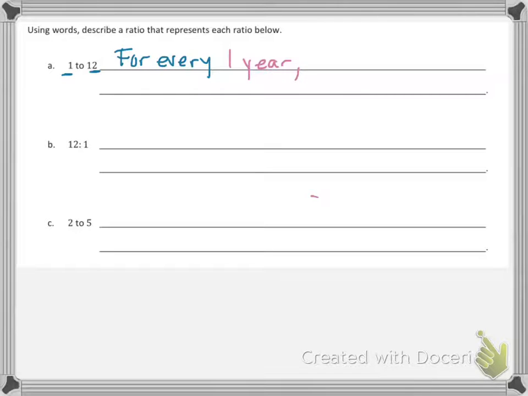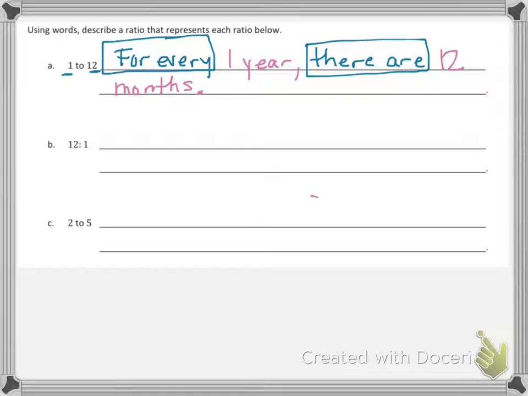For every 1 year, there are 12 months. Okay, there's good ratio language. And you'll notice that I kept the good ratio language that we should see every time in blue. For every, there are, or there is, whatever it turns out. For every 1 year, there are 12 months. That's a good description of that ratio, 1 to 12.